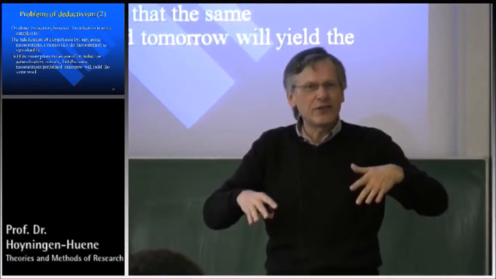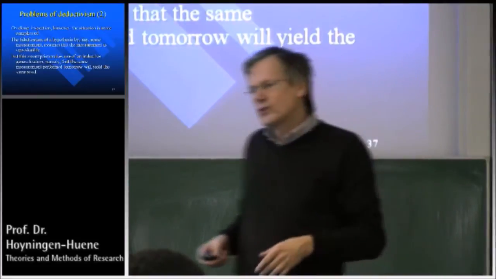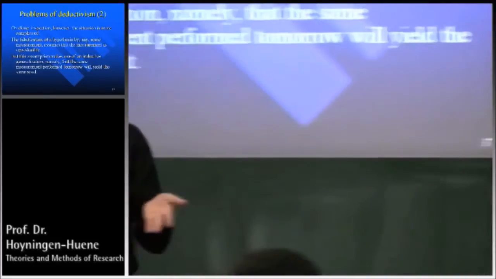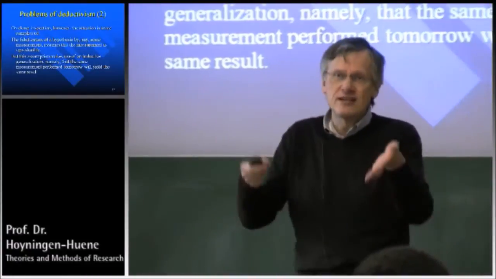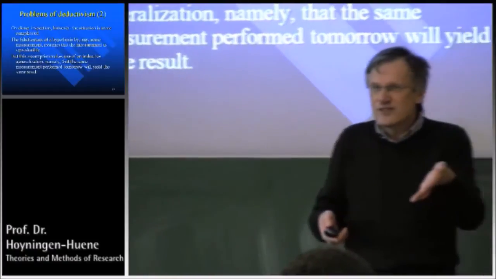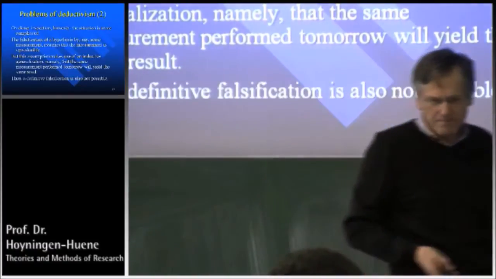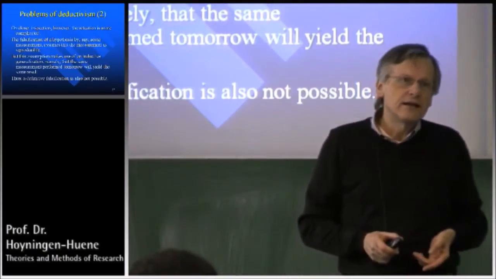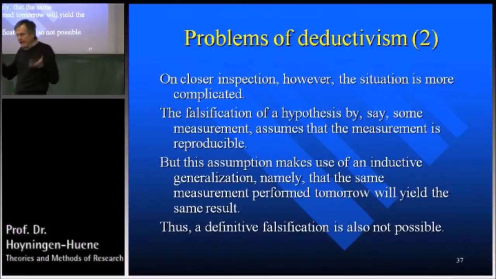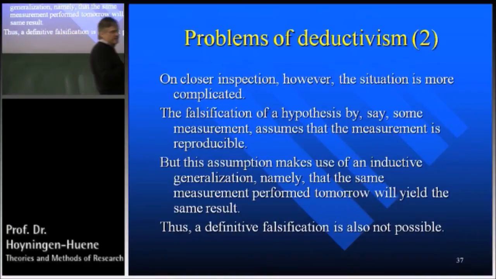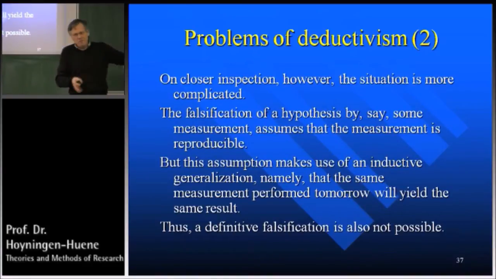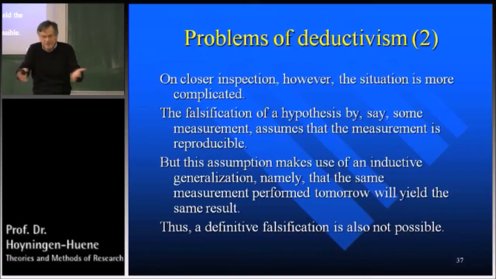But then it turns out, if you look closely, that you have to do with falsification, that you didn't get rid of the problem. Right? It only looks better, but it isn't really much better. And that's, of course, an unpleasant insight. A definitive falsification is also not possible, as a definitive verification is not possible. So we didn't proceed very far towards something definitive, which we believed we could.